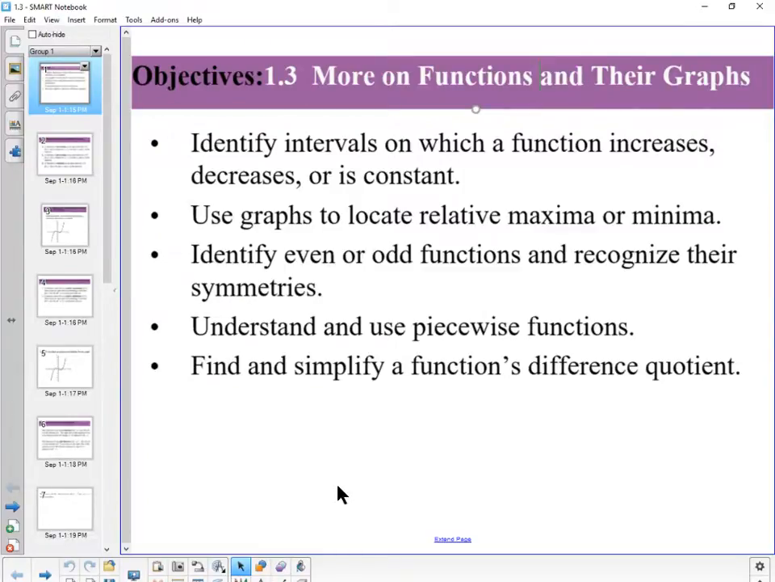1.3, more on functions. Just a quick reminder, everybody, you are testing tomorrow. We already talked about this, so get your study on tonight. Today we're doing a few things.